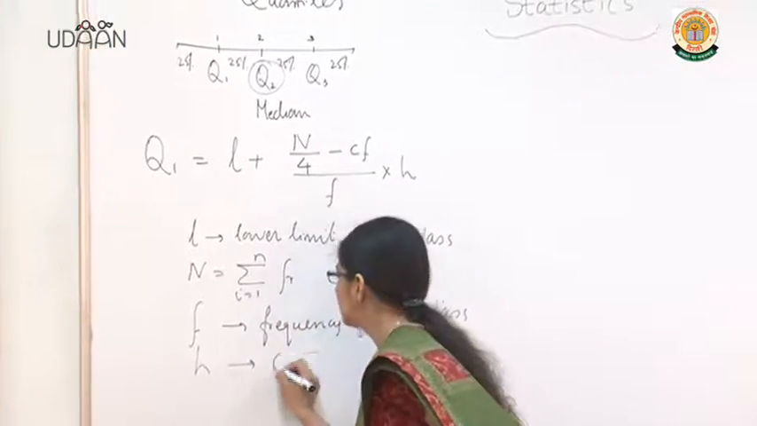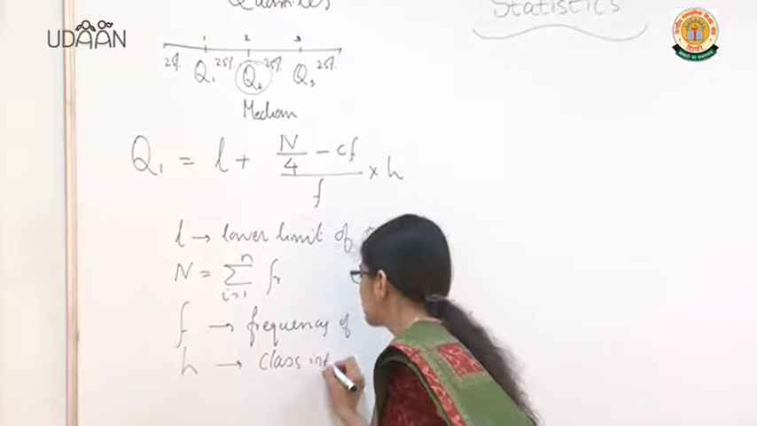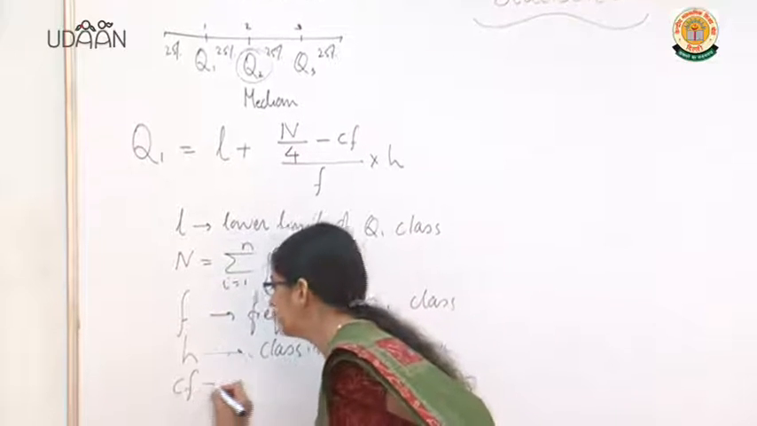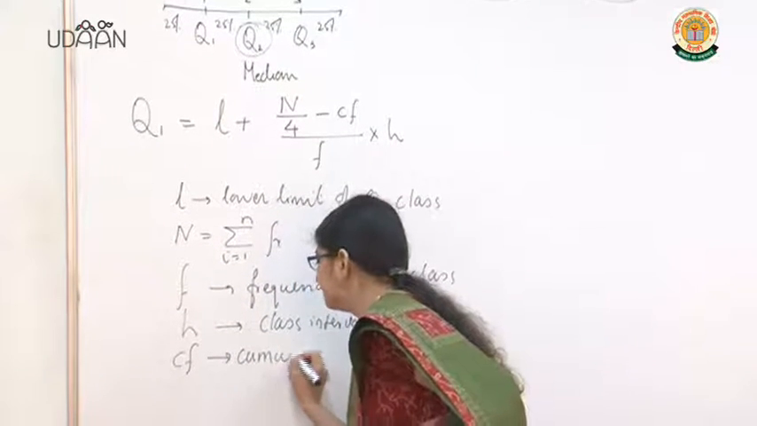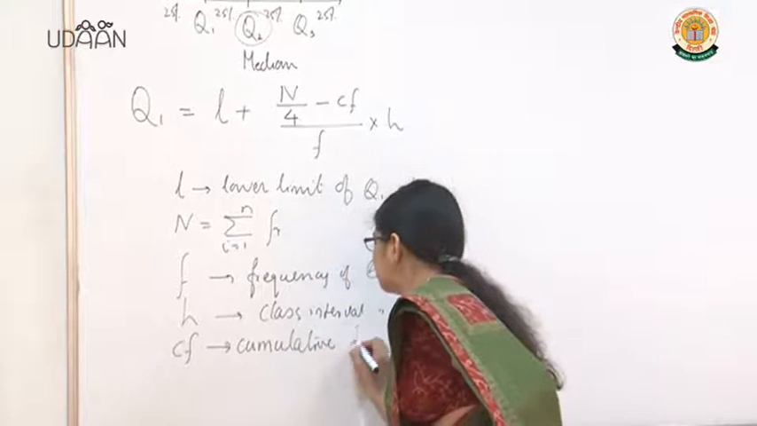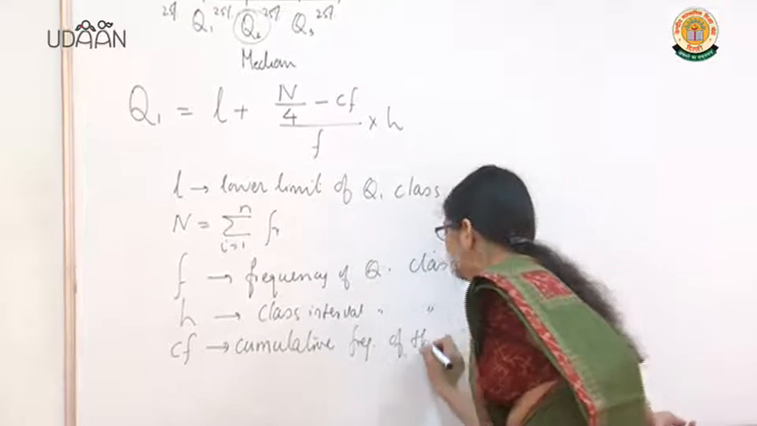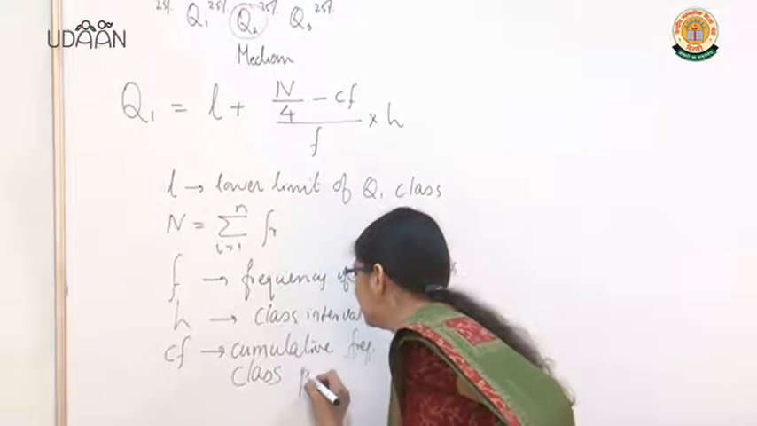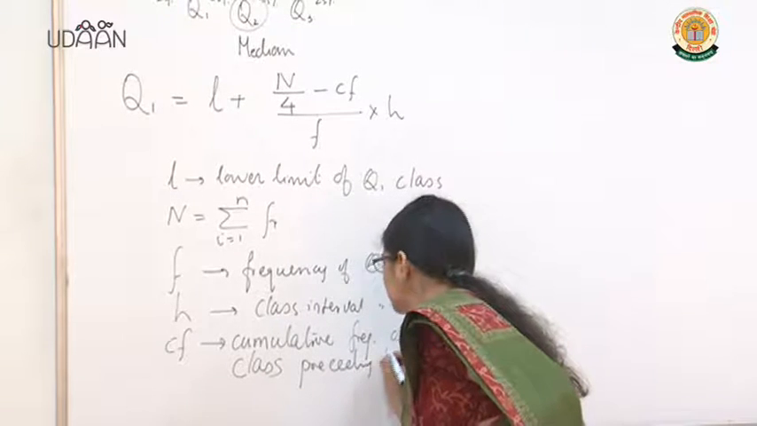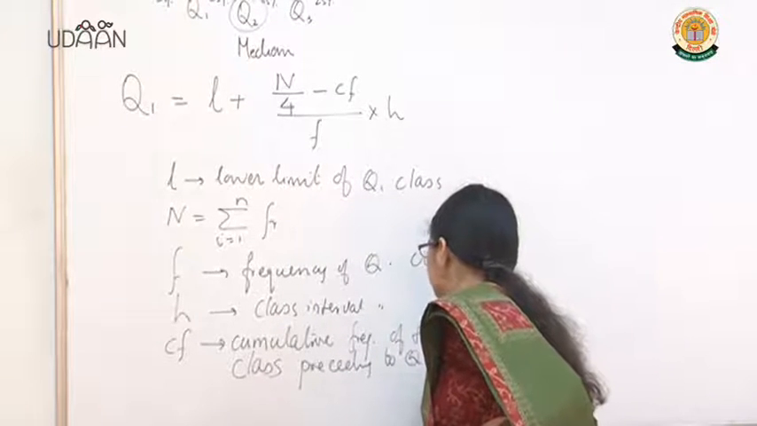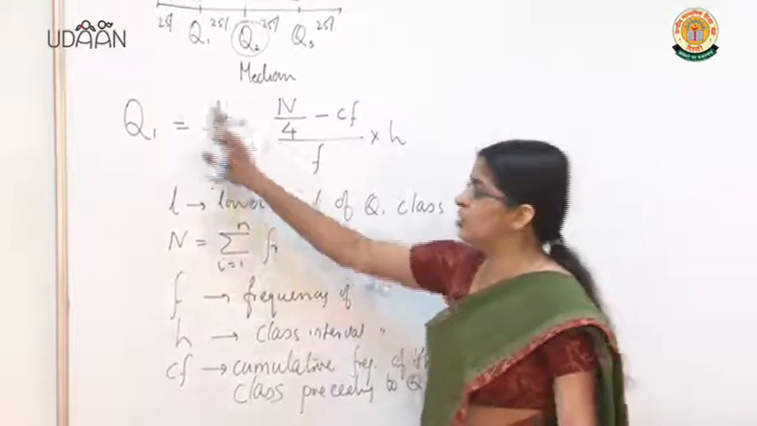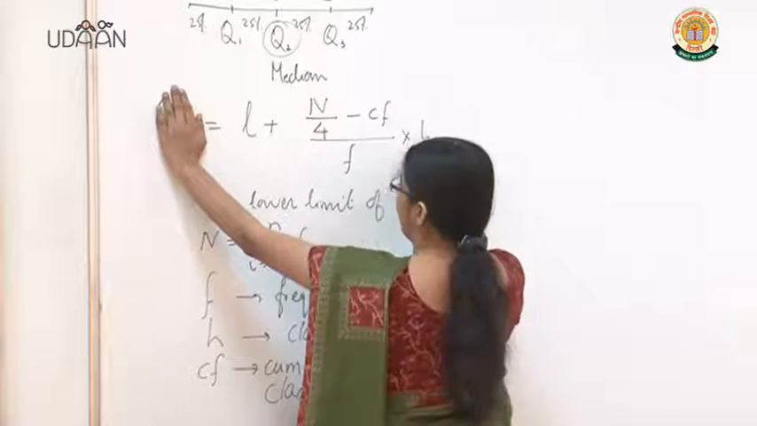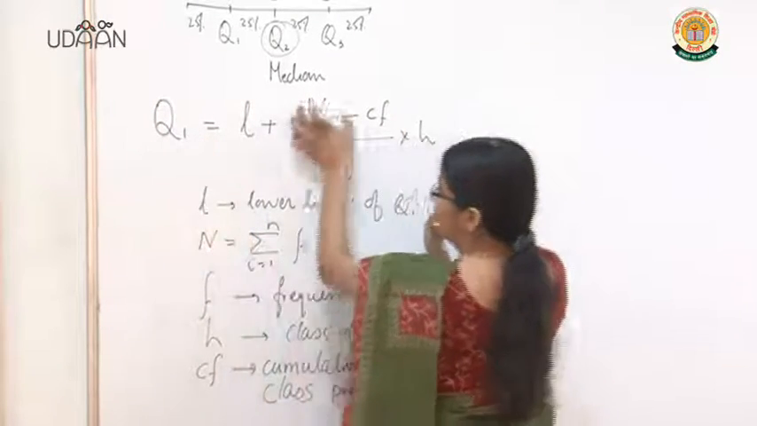h is the class interval of the Q1 class again, and Cf is the cumulative frequency of the class preceding the Q1 class. So in the case of median, what change is coming? L plus, there it will be n by 2 minus Cf by f into h. In the case of Q1, it will be n by 4.